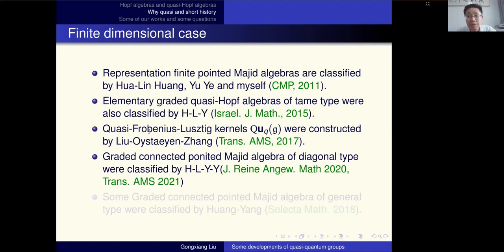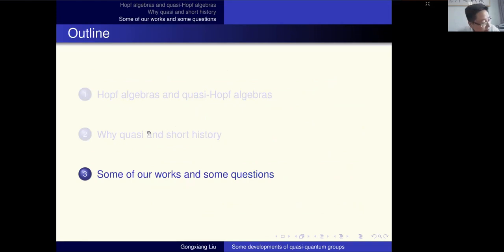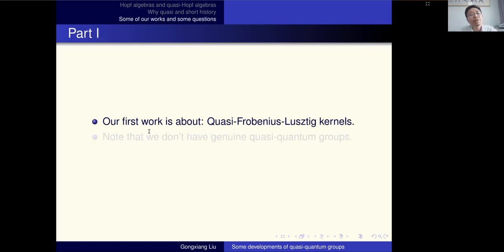So in the last two years, we classified all the graded, connected, pointed modular algebras of diagonal type. Okay. And also for non-diagonal type, people also got some development. You can see this paper for diagonal type, but the method is similar to the above. So next, we want to introduce our two works in this direction. The first work is the construction of quasi-Frobenius kernels.